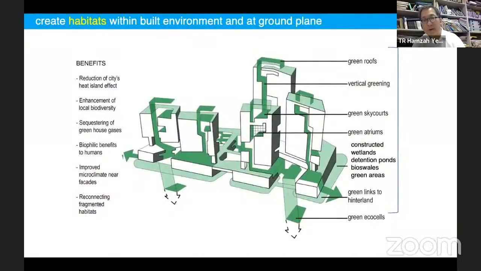Our approach in ecological design is to create habitats within the building. Habitats means places where species can live and survive. We call them green roofs. We have vertical greening, green sky courts, atriums, constructed wetland and detention ponds on the ground plane. We could have green links to the hinterland. And of course, you have the green eco-cell.